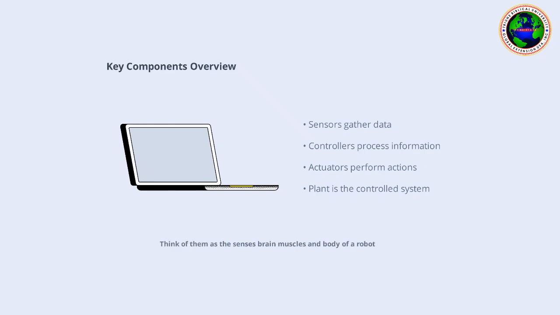Think of them as the senses, brain, muscles, and body of a robot. Sensors gather information, controllers make decisions, actuators carry out actions, and the plant is the system being controlled. Understanding how these parts fit together is the first step to mastering control systems.